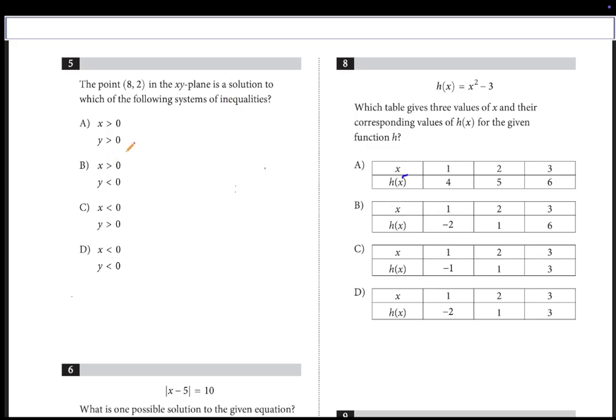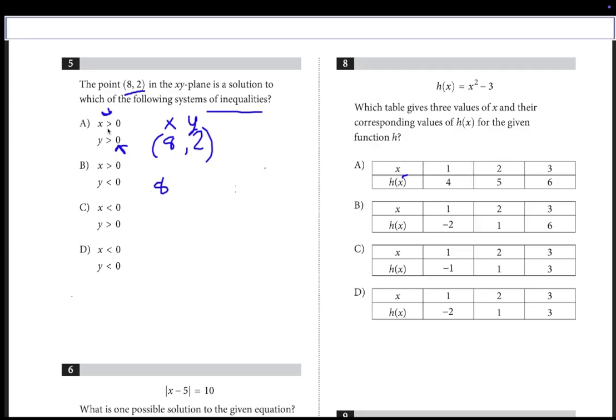So here we have number 5. It states the point (8, 2) in the xy-plane is a solution to which of the following systems of inequalities. So here we have our point (8, 2). We're going to split this up into our x and y values. Just looking at our answer choices, this is what they deal with. So we have 8 as our x value.